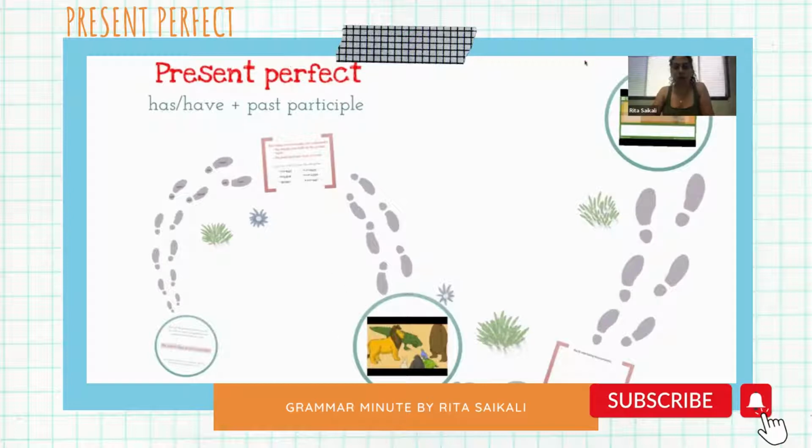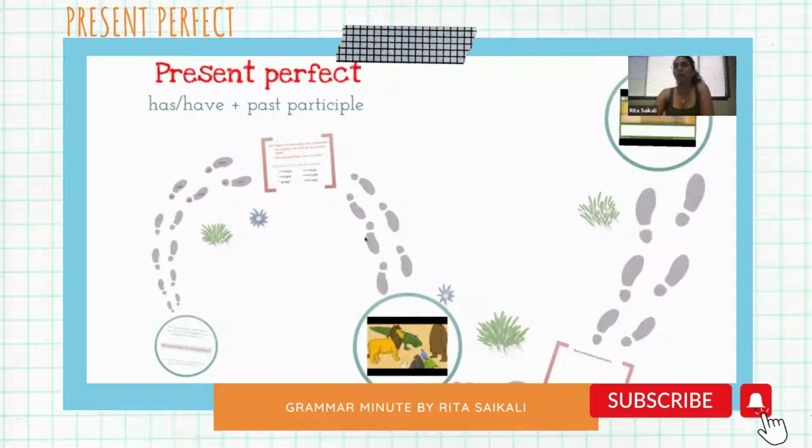Let me move this out of your sight. And this is when we use, just like in future tense, we use will as a helping verb. In present continuous, we use the verb to be as a helping verb. In present perfect, we use the verb to have as a helping verb. And these helping verbs are also called auxiliary verbs.